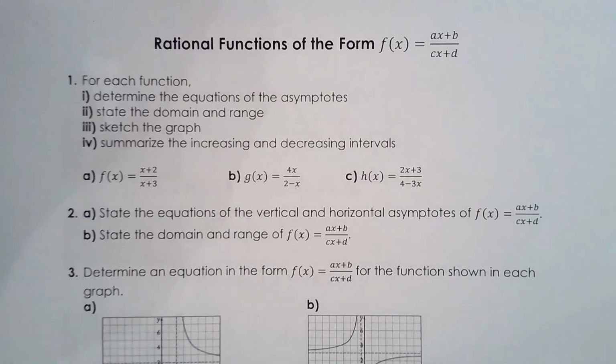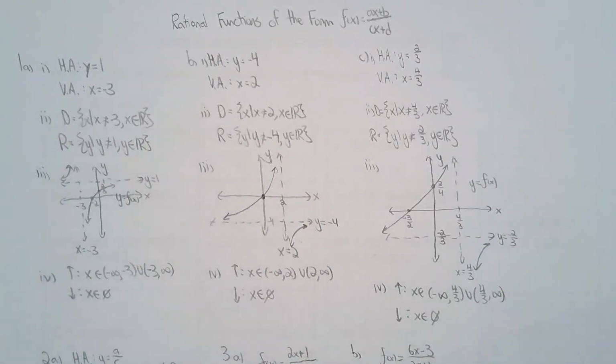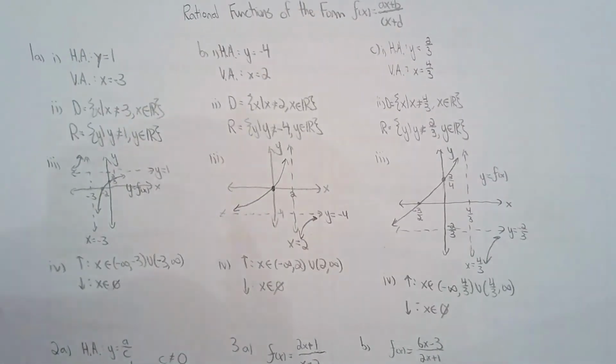In this video, we'll be taking up the first of two homework sheets on rational functions in the form of a linear over linear. So the first question basically asks us to sketch functions in the form of a linear over linear, determine the equation of asymptotes, where it's increasing, where it's decreasing, what's a domain and range.